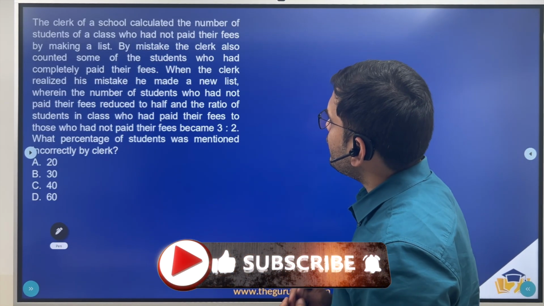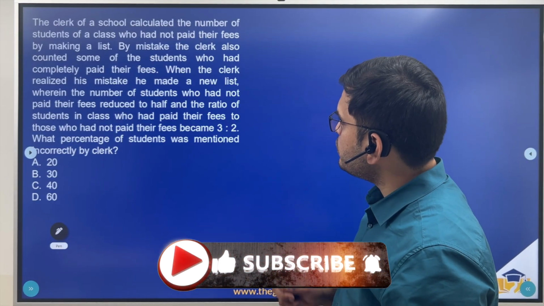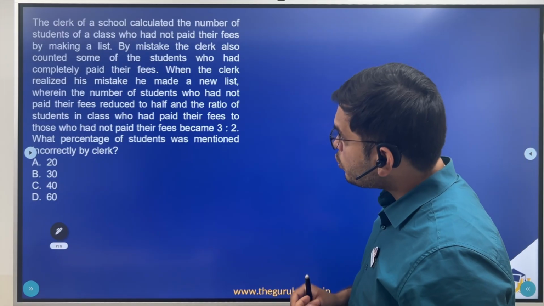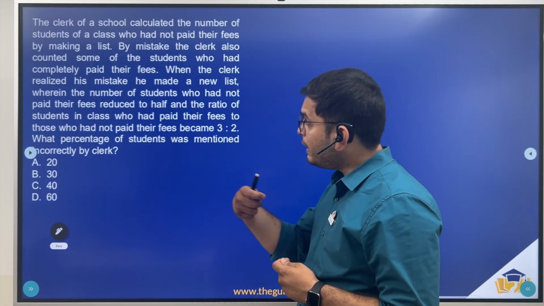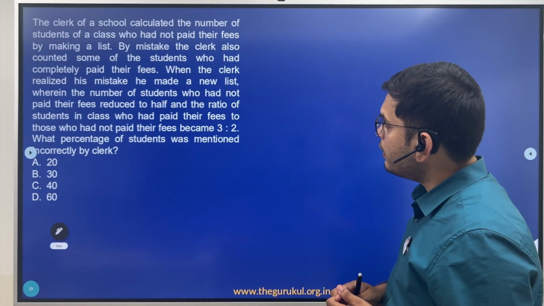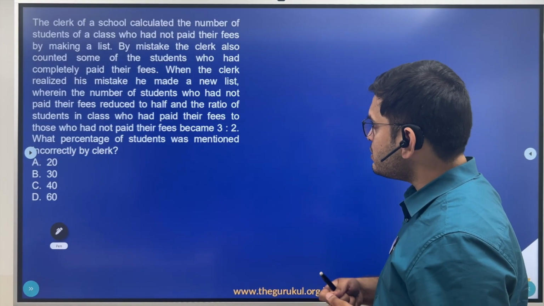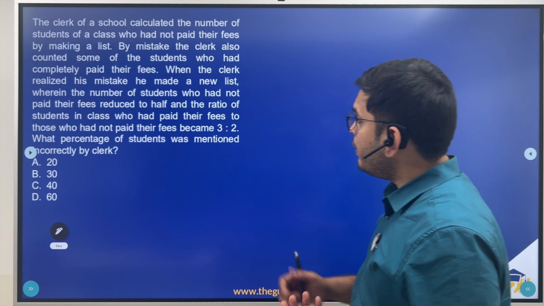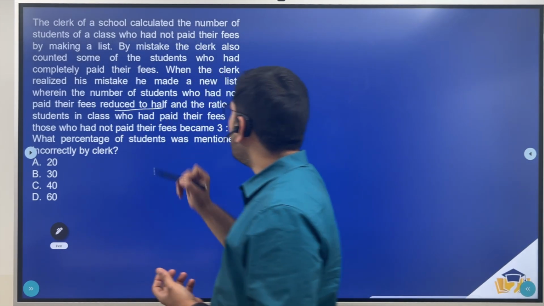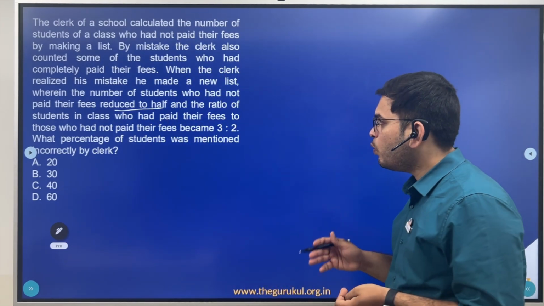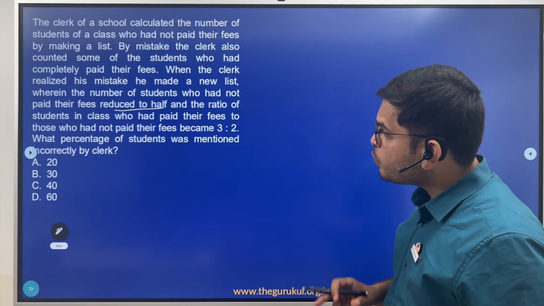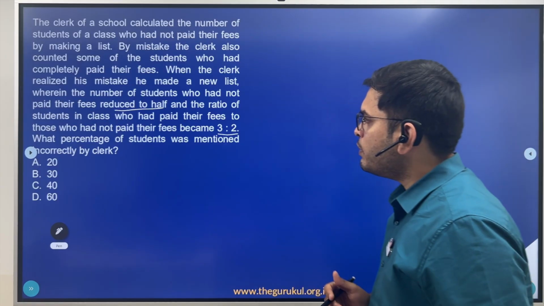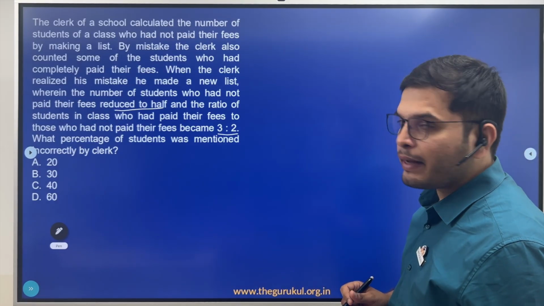The clerk of a school calculated the number of students of a class who had not paid their fees by making a list. By mistake, the clerk also counted some of the students who had completely paid their fees. When the clerk realized his mistake, he made a new list wherein the number of students who had not paid their fees reduced to half, and the ratio of the students in class who had paid their fees to those who had not paid their fees became 3:2. Now, what percentage of students was mentioned incorrectly by clerk?